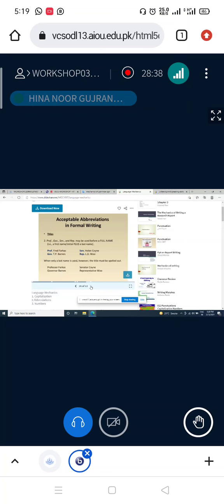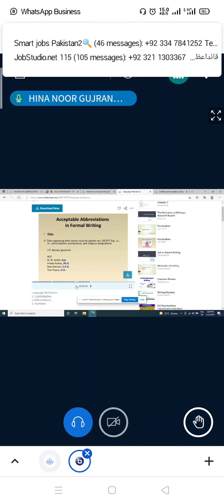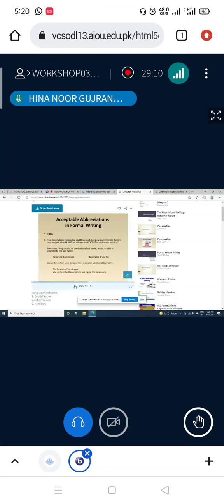When only a last name is used, however, the title must be used. You already know titles. The designations honorable and reverend, because they indicate dignity and respect, should not be abbreviated except in addresses and lists. Moreover, they should be used with the first name, initials, or title in addition to the last name. Look at this example, using the before such a designation, that is, the Reverend Tom Pine.